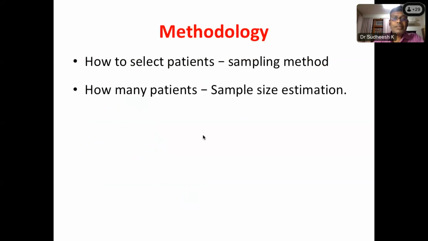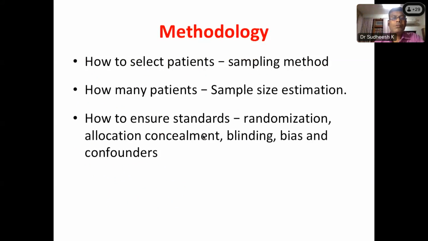Coming to the methodology, how to select a patient is known as the sampling method, and how many patients you want to include in the study is explained by the sample size estimation. These two differences you have to clearly understand. And how to ensure standards: you do randomization, allocation concealment, blinding, bias, and confounders. These are the components of your methodology.